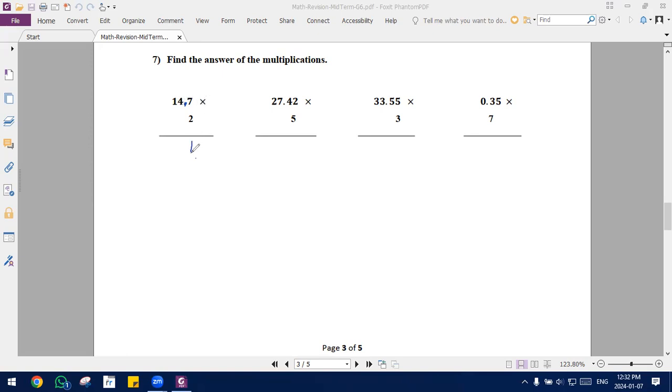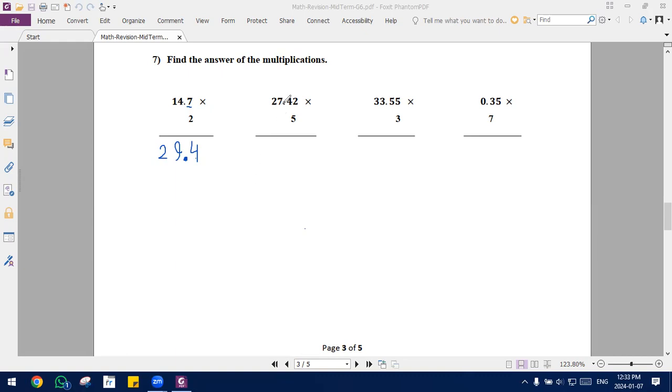7 times 2 is 14. 4 I carry 1. 4 times 2 is 8 and 1 is 9. 2 times 1 is 2. Okay, now we check in total how many values we have after the decimal point. There's only one value. So in the answer part, there should be only one value after the decimal. So it's 29.4.